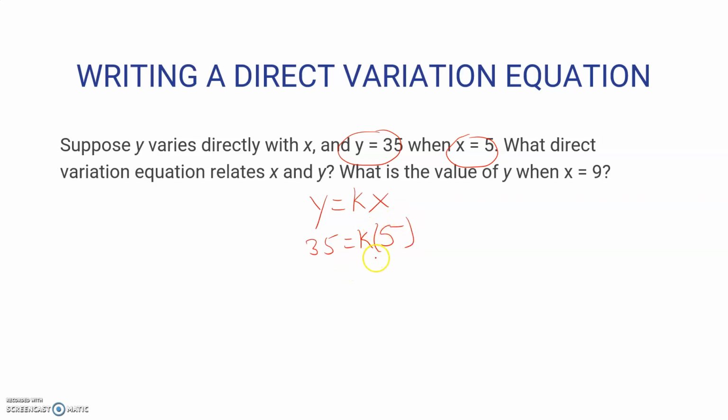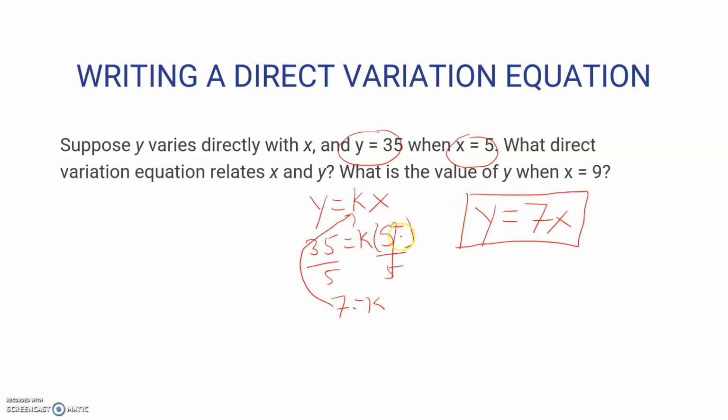And so now we can solve for k. We can get rid of this 5 by dividing. And so we get k is equal to 7. And now we can take that and plug it back into our original problem. And so our direct variation equation is y is equal to 7x.